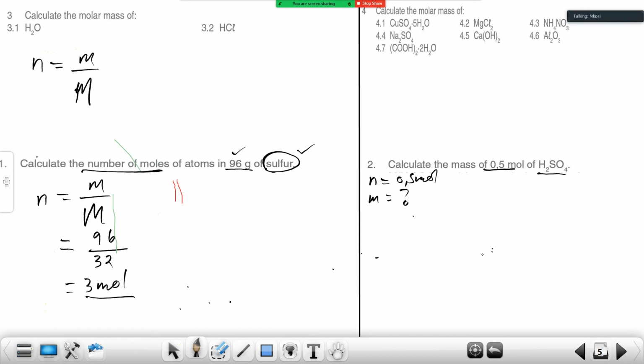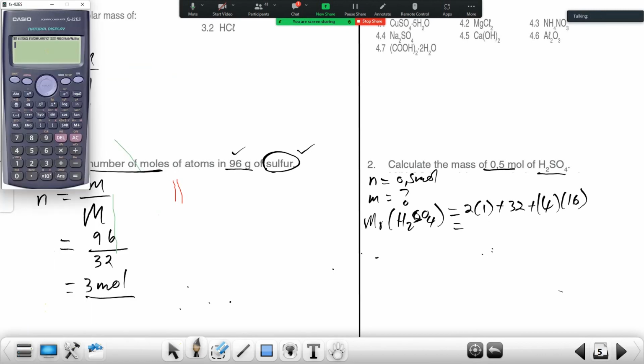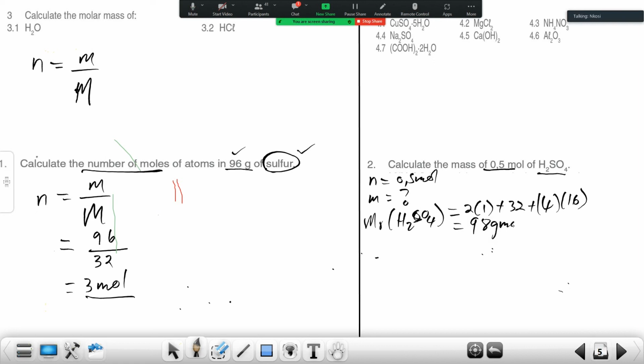Then can I calculate the molar mass of H2SO4? Yes, I can. That will be 2 multiplied by 1 plus 32 plus 4 multiplied by 16. I need a calculator for that. It's 2 plus 32 plus 4 multiplied by 16. I get 98 grams per mole. That is my molar mass.